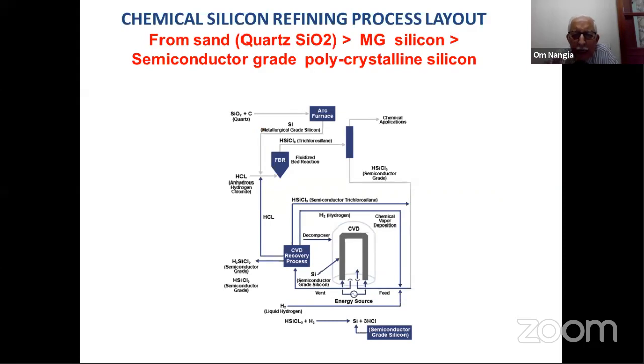It's a big chemical industry where the input is sand and the output is semiconductor grade silicon material. So it's a very complex set of chemical reactions where silane is used, then trichlorosilane is made, and through fluidized bed reactions, we convert sand into technical grade silicon, and then it is further purified and refined into semiconductor grade silicon, which is basically the raw material for solar PV modules.